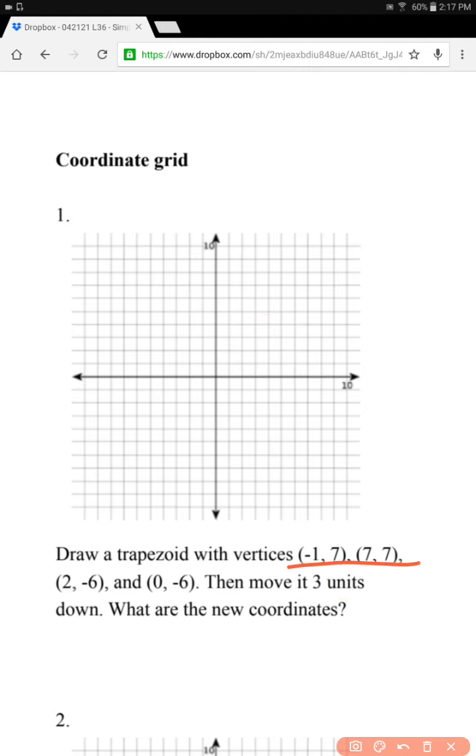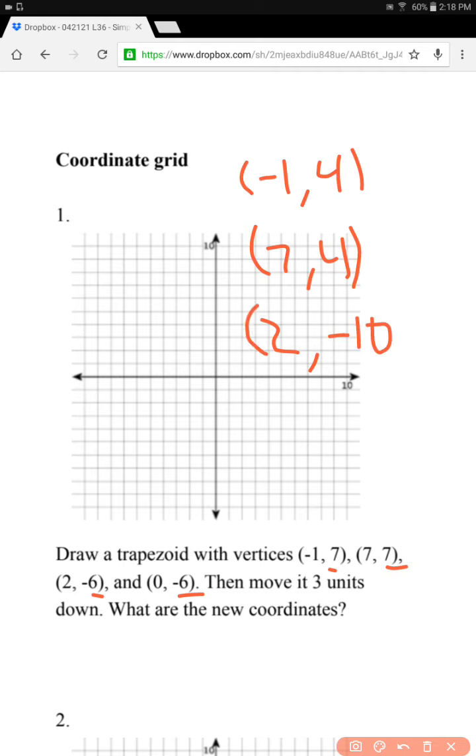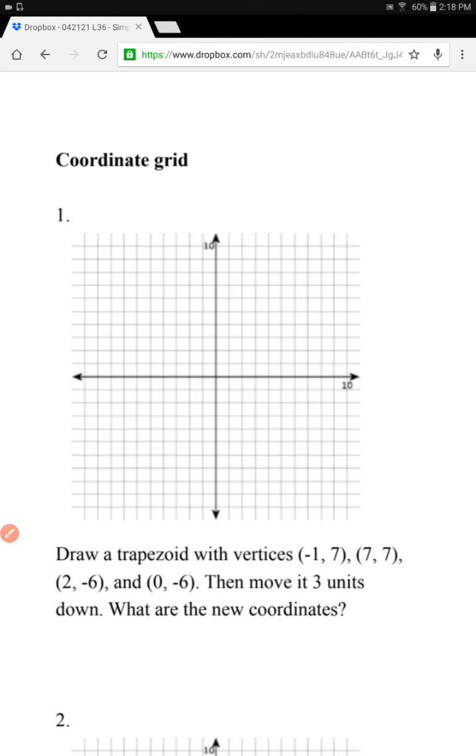So in order to figure out the new coordinates after moving it 3 units down, all we have to do is subtract 3 from each of these y values. So the new coordinates would be -1, 4, 7, 4, 2, -10, and 0, -10. And look, I don't even have to draw anything. It's pretty easy. So that's just a faster, easier method that you could do.